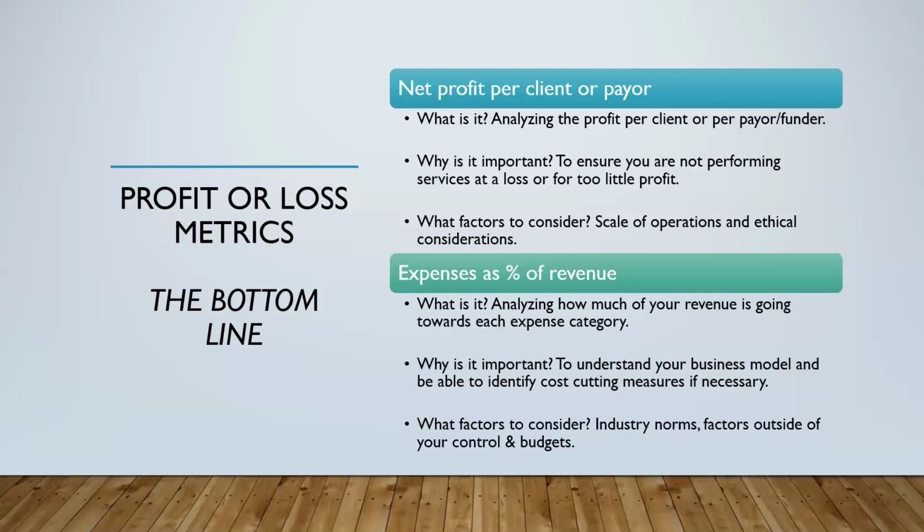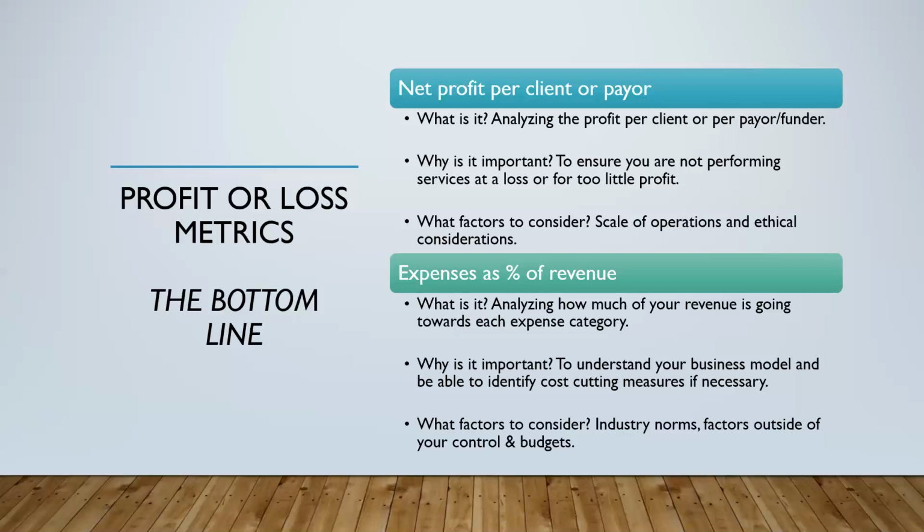So the next profit or loss metric that you should look at is expenses as a percentage of revenue. It's looking at expenses not just as their dollar amounts. I'm not saying I spent $500 on meals this month for the company, but looking at it as a percentage of revenue. In order to establish budgets and expectations, this is going to be the best way, because as your revenue grows, your expenses will grow. What you want to make sure is that they're growing proportionally, that none are getting too high as a percentage of revenue. So it helps you understand your business model and identify cost cutting measures if necessary.